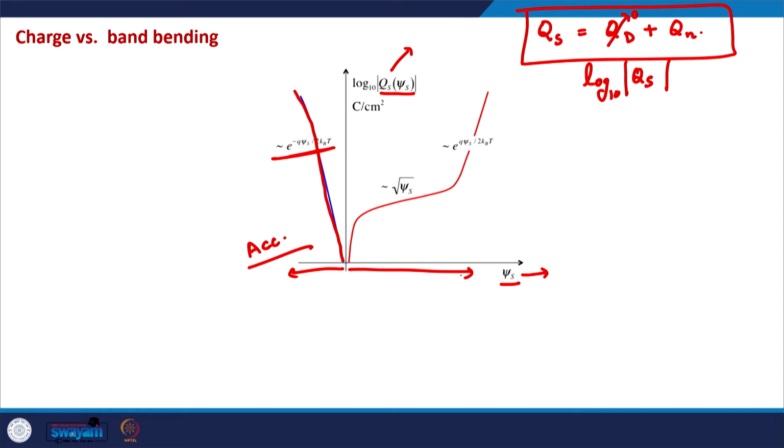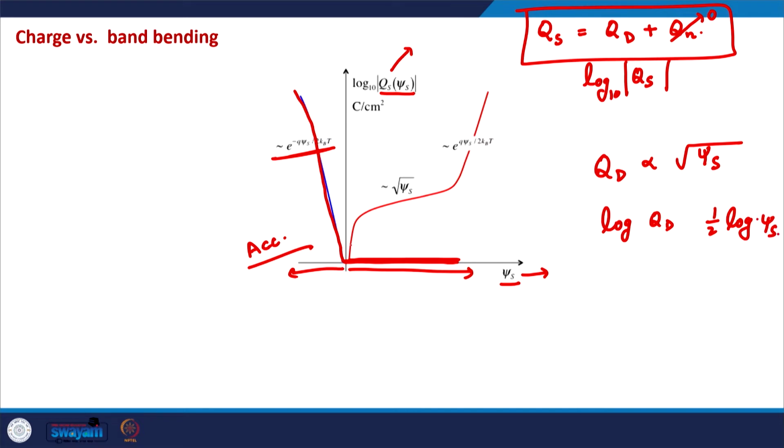In the positive half, when psi s is positive, initially there is the depletion of holes and the inversion charge is very less, and in that case this Qn is negligible as compared to Qd, and the only charge that is there is just the Qd charge. And the Qd charge, as all of us know, is related to psi s in this way. Which means that log of Qd will be 1/2 log of psi s. So that is why there is this slow dependence of the semiconductor charge on psi s for the low values of psi s.